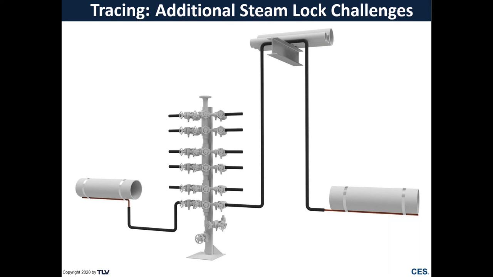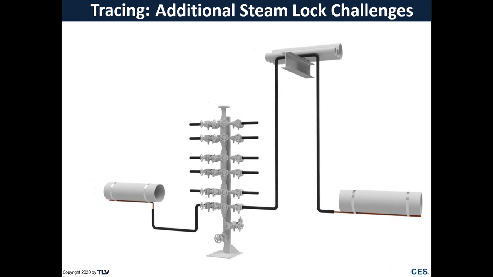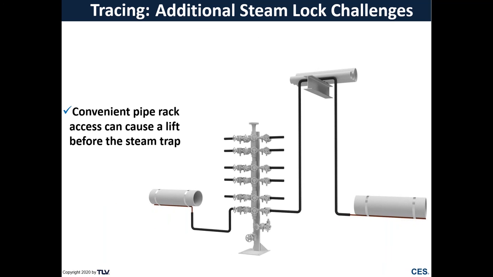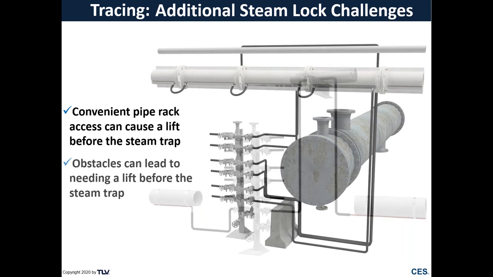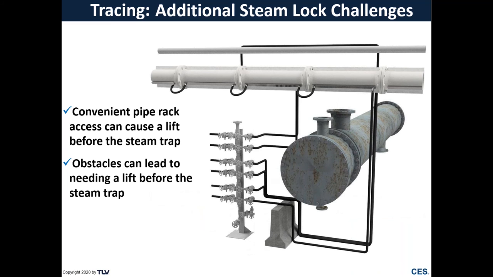So do you remember this image? Now, as you probably guessed by now, tidying up the SRU by consolidating steam traps at a condensate collection manifold might require you to first route pre-insulated tubing up to a pipe rack. Also, any obstacles such as process equipment, barricades, or other infrastructure could also force a vertical piping lift before the steam trap. And all of this leading to steam locking.